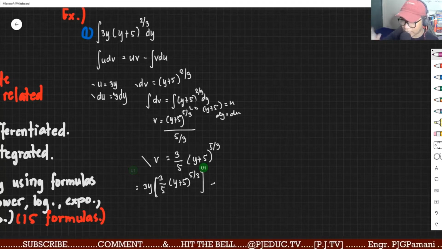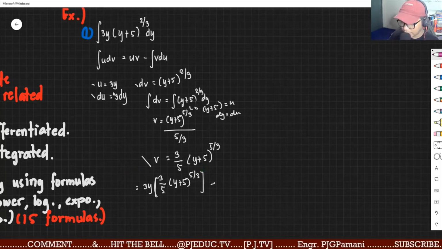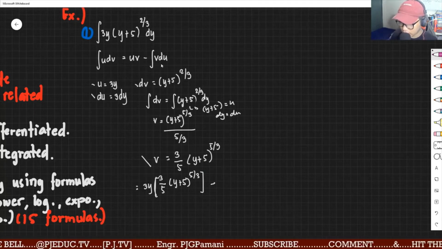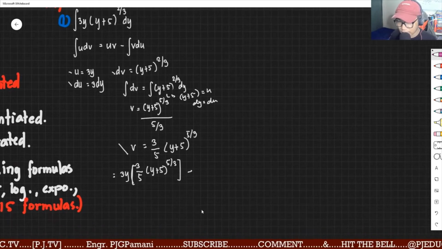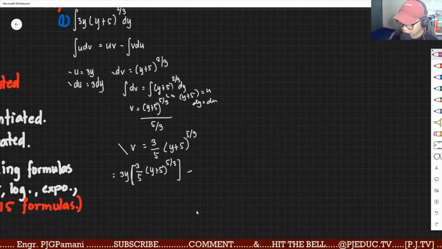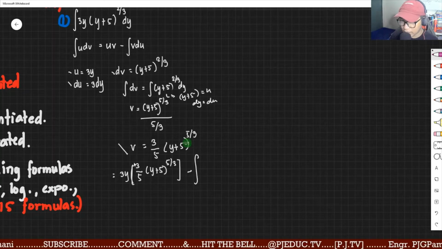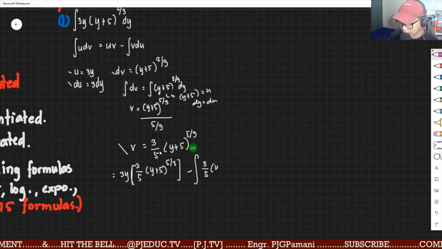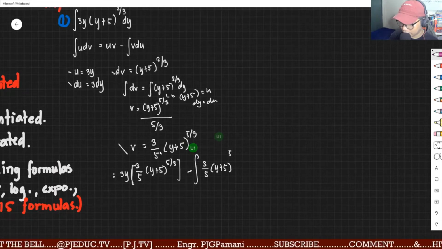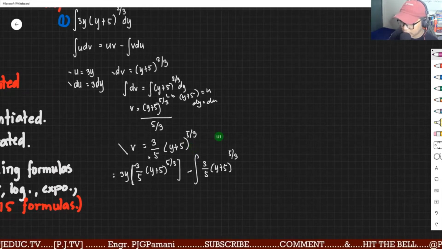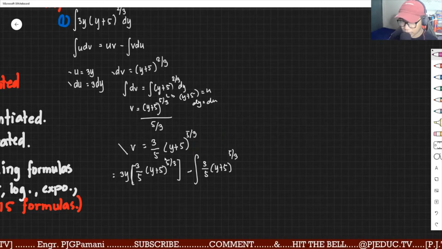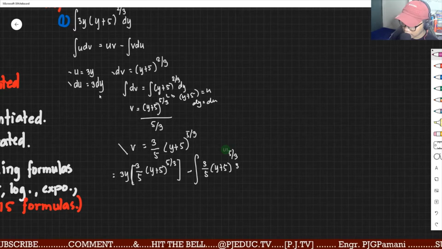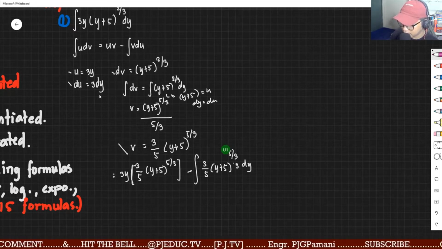Minus, don't forget, it's always minus, unless the succeeding term is also negative. You just need to distribute our function. That is now the integral of v, which is 3/5 of (y plus 5) raised to 5/3 dv times du. du is 3 dy. Okay?